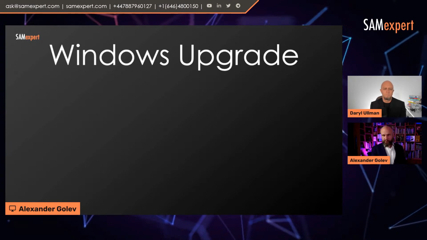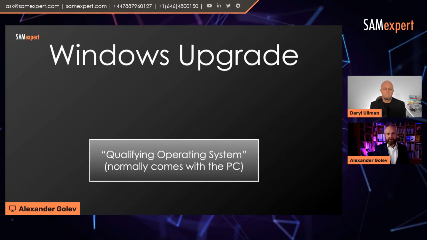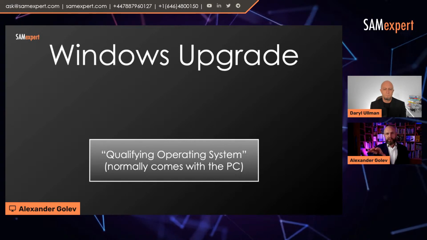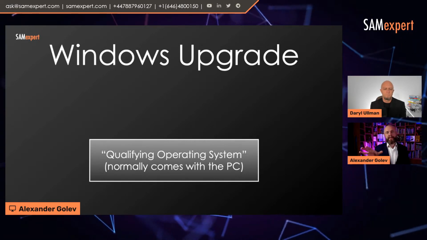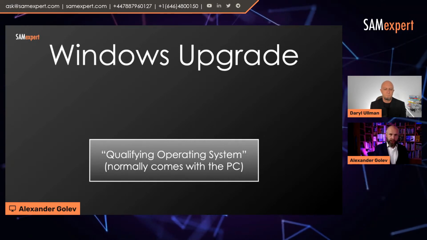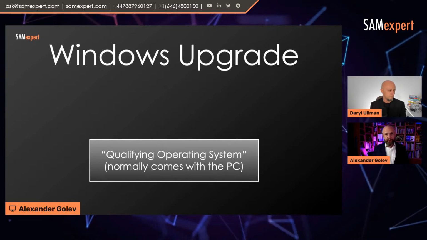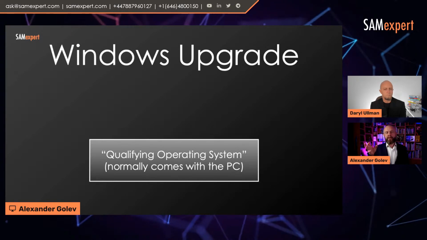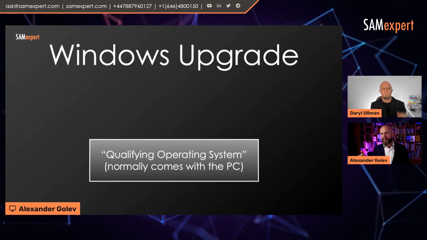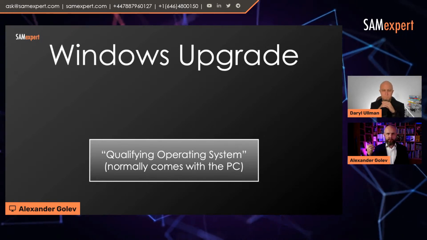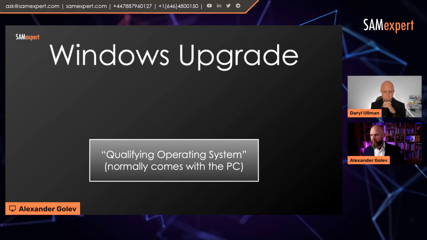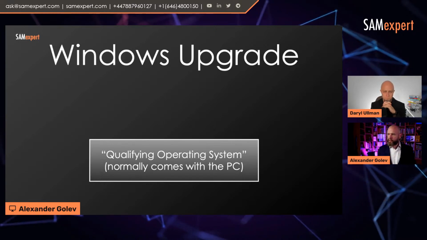So how does the Windows upgrade work? You need to have a qualifying operating system. This is an important term. You need to understand that. Sorry for throwing some jargon at you, but you need to know it if you want to understand how Microsoft works. Qualifying operating system shouldn't sound to you as if it was some Chinese language.